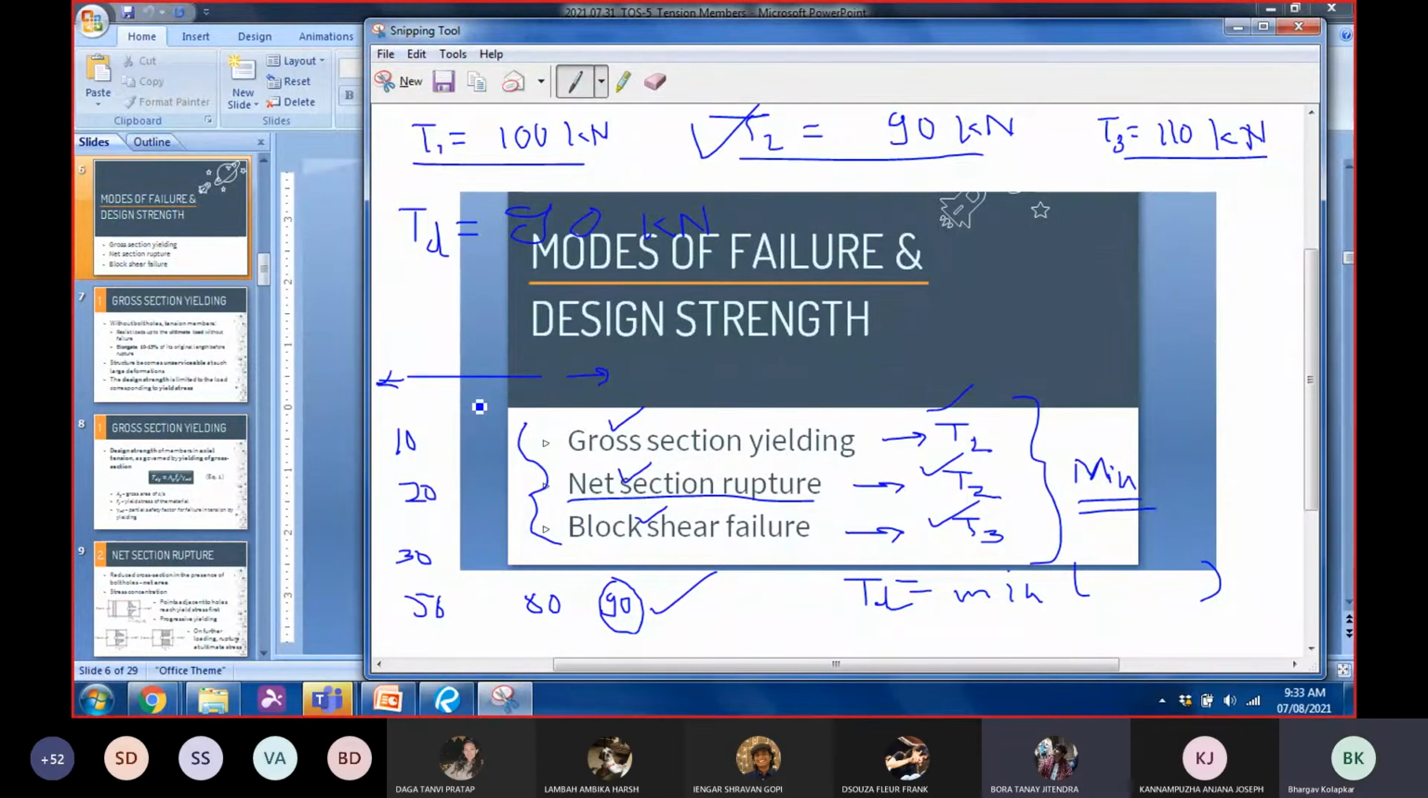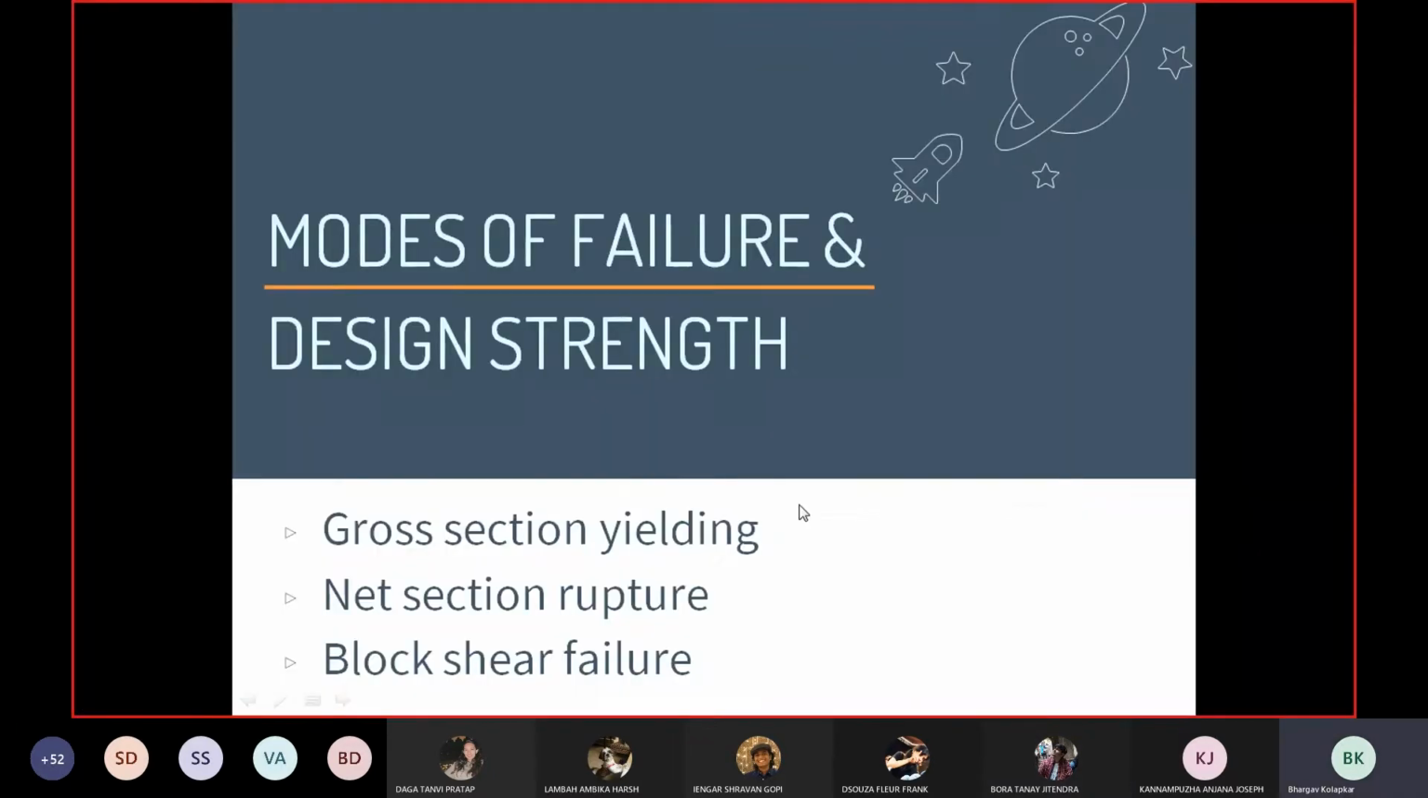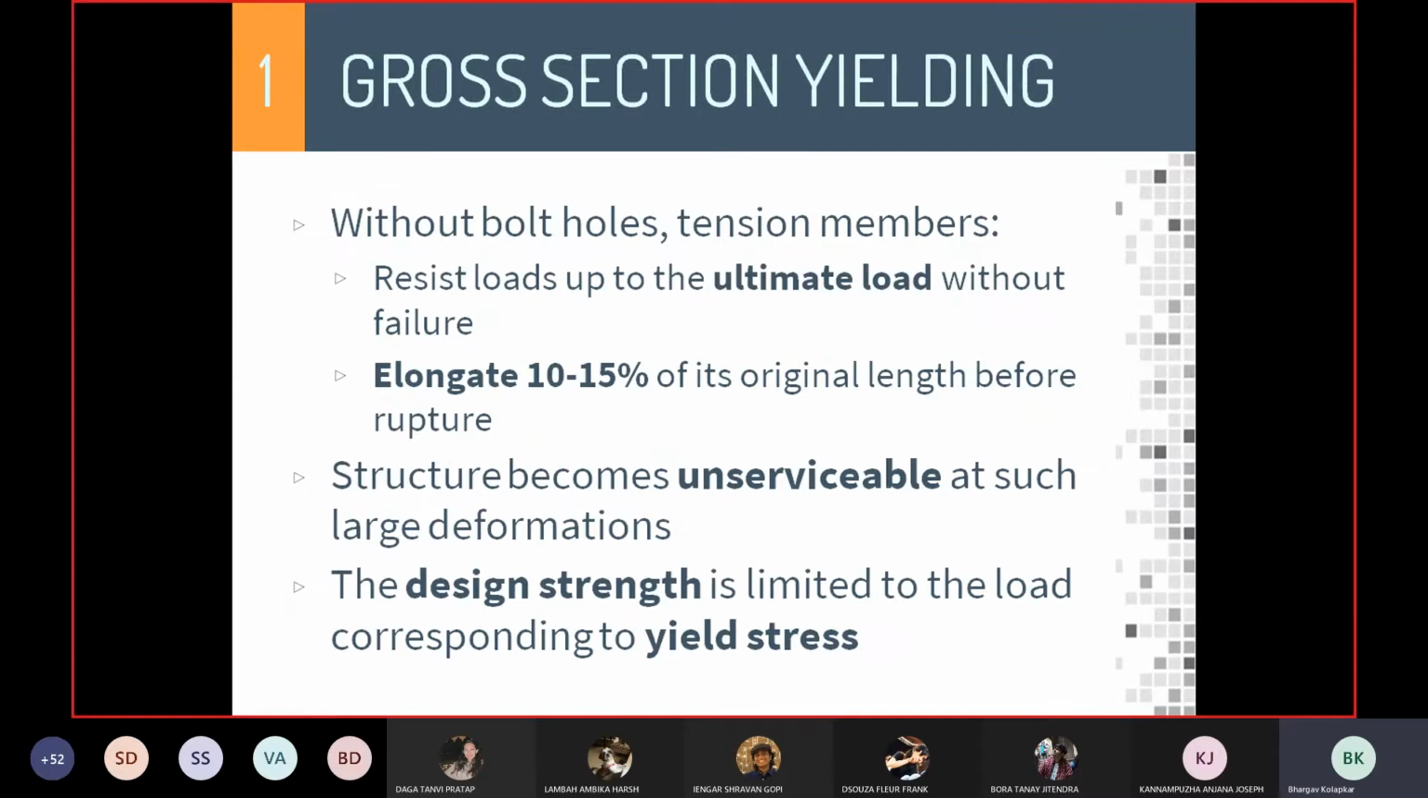Okay, and that is a design load. So now let us look at what these terms mean. What does gross section yielding, net section rupture, and block failure mean? Okay, now the name itself says that it is gross section yielding, meaning that the entire section of that tension member is yielding.